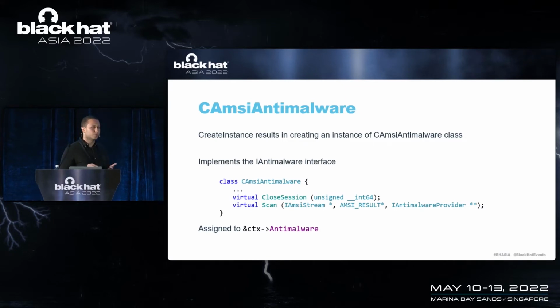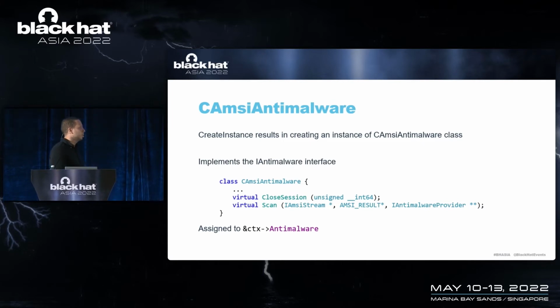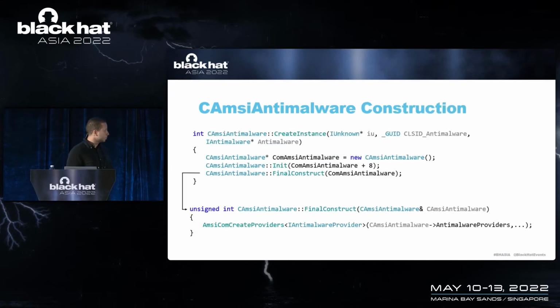This class implements the IAntimalware interface, so it must also declare two functions: close session and scan. And like we said, the new instance of this class is going to be assigned to the anti-malware attribute of the AMSI context. During the construction of the CAmsiAntimalware class, a function named FinalConstruct is going to be called. And this function is going to call another function named AmsiCreateProviders. AmsiCreateProviders is going to receive multiple parameters. The first parameter and the most important one is another attribute of the CAmsiAntimalware class. And this attribute is going to hold the list of all the providers that are installed on the machine.